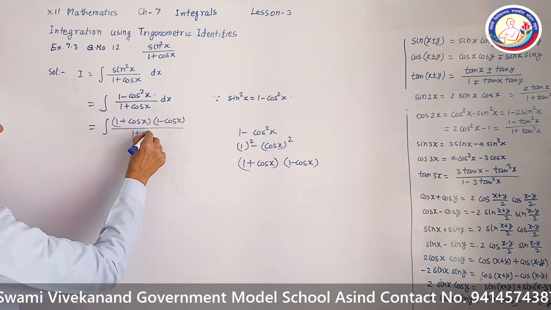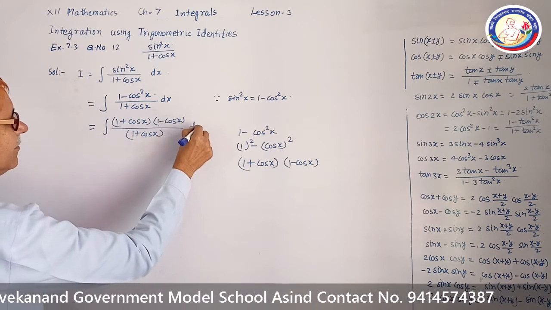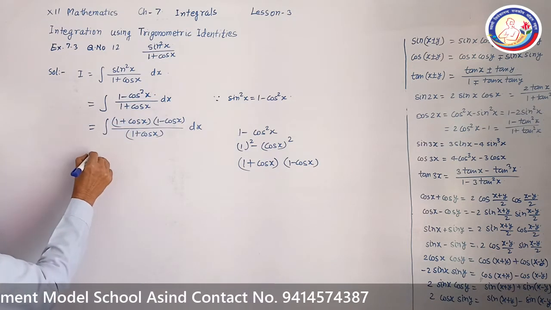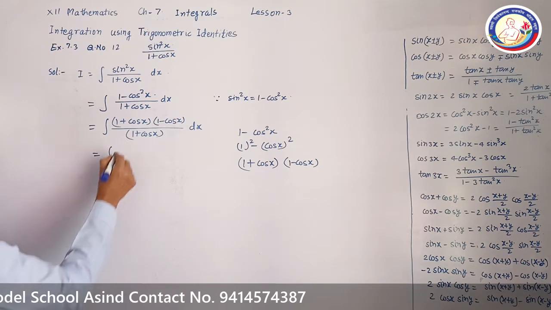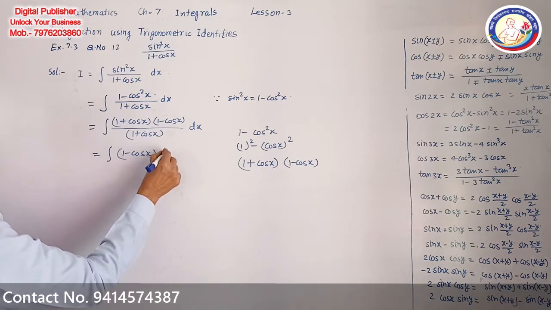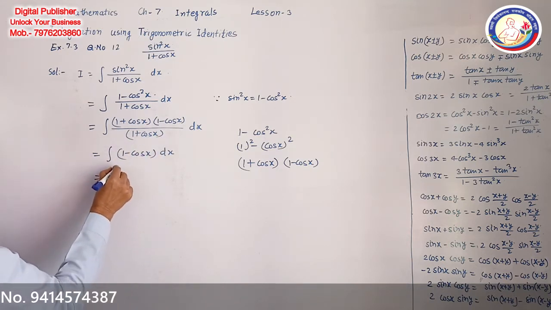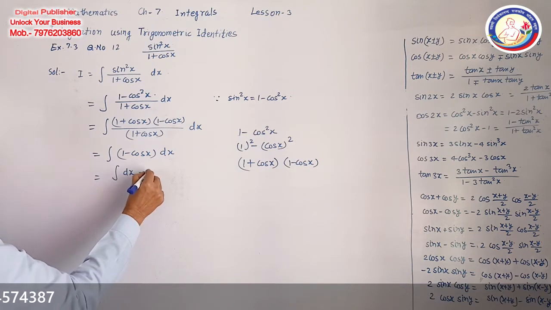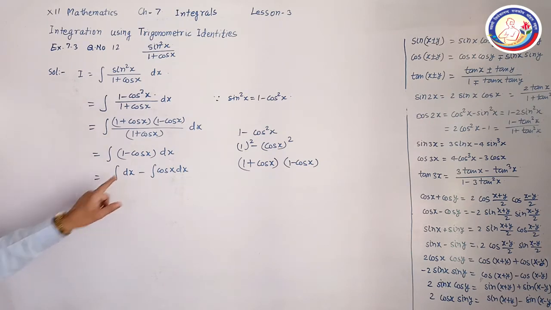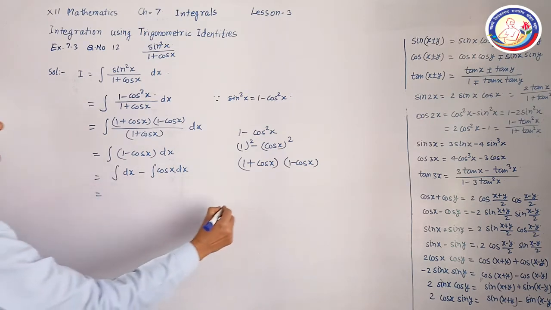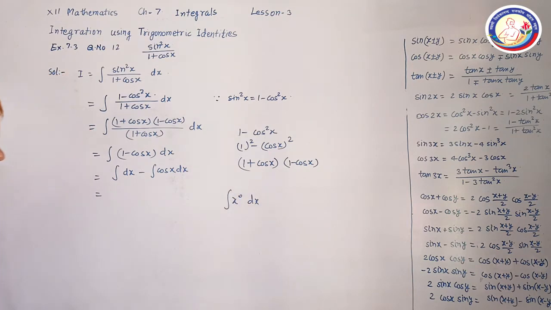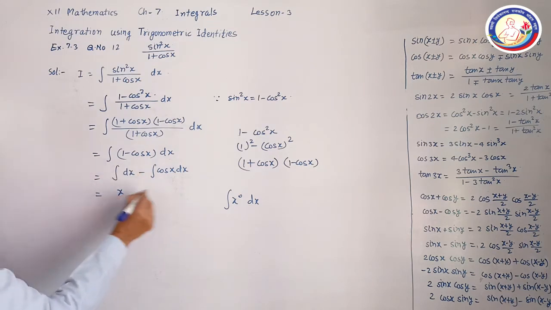And 1 plus cos x is here in the denominator dx. So what is 1 plus cos x upon 1 plus cos x? It is 1. So we shall get 1 minus cos x dx. Break it into integrals. Integration of dx minus integration of cos x dx. What is the integration of 1? We can write it here as x raised to power 0 dx for understanding. So it will be x simply.